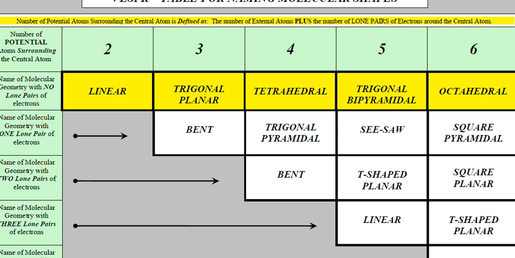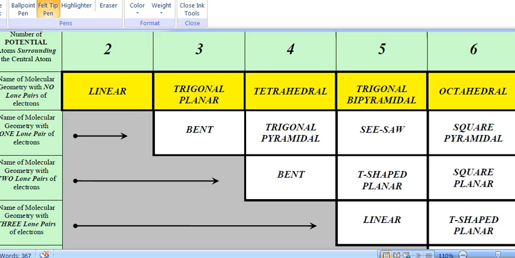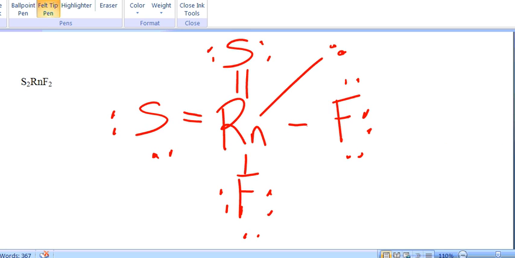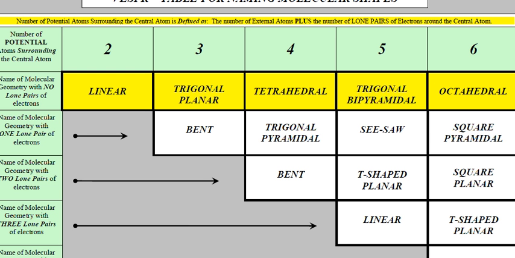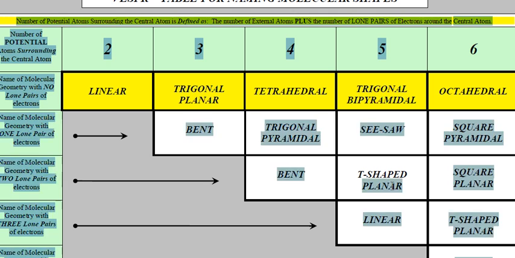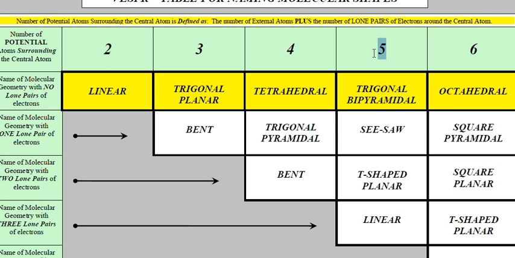And so when determining what shape it is, again, we had 4 external atoms plus 1 lone pair, so that puts us in this category right here with, again, the 5. Okay, so since we had 1 lone pair, this actually forms a seesaw shape. So we have a seesaw shape here for our compound.